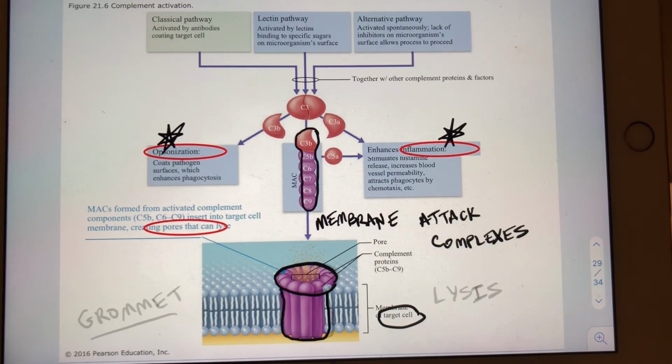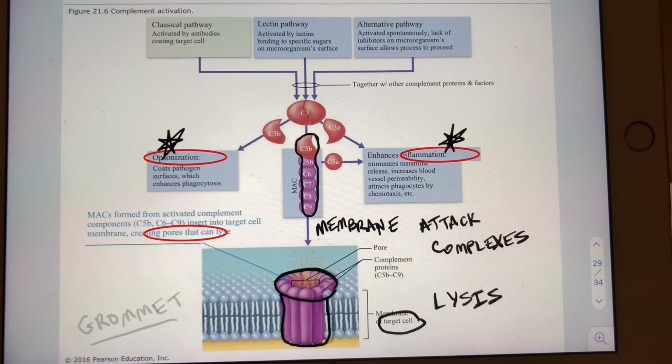This is actually our main murdering tool. Our immune system uses this to murder bad guys more so than anything else. Personally, I think that an assembly of membrane attack complexes looks like and acts very much like a grommet. Grommets are those metal things at the top of your shower curtain. Not only is a hole punched, but the hole is stabilized.